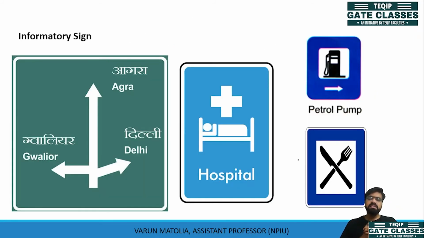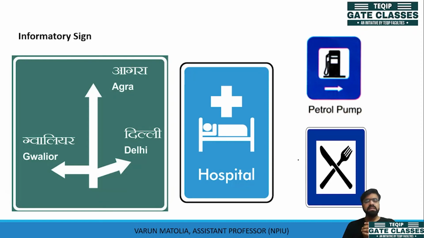Another type of sign is the informatory sign. Informative signs can be of green color or blue color, because whatever is written on a green or blue background attracts your attention. Apart from black, green and blue are considered on the road, and they are provided as the background of your informative signs.